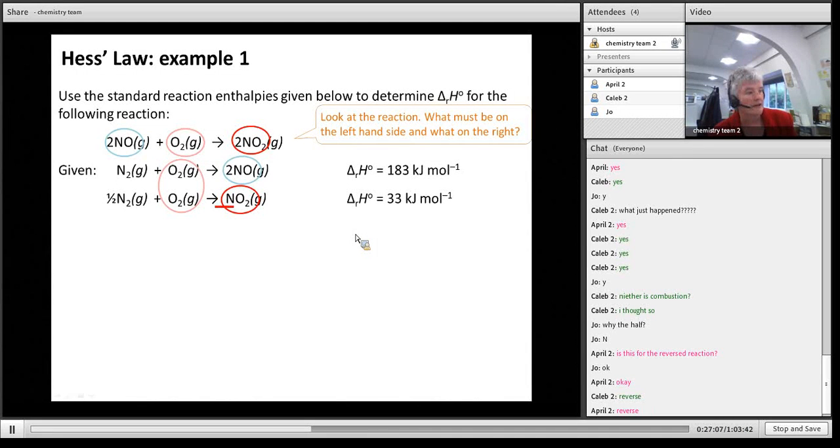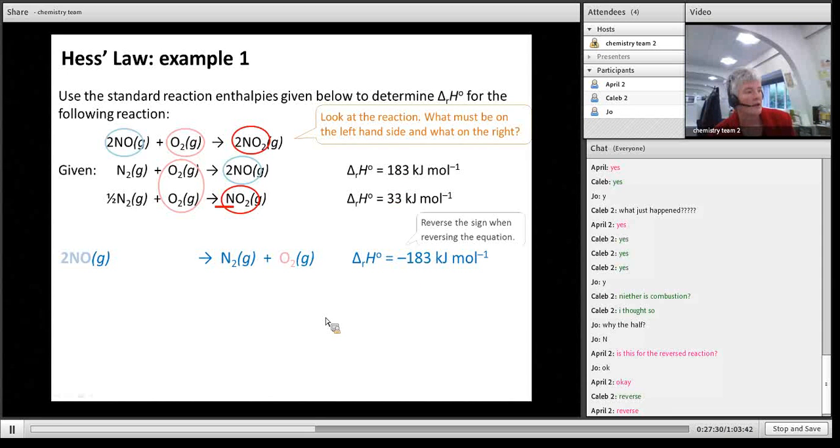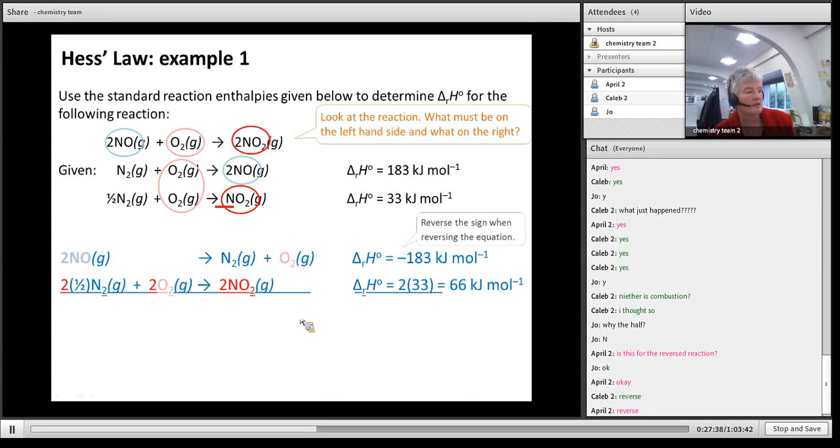So if I deal with that one first, can you see I've reversed it? And can you see I'm keeping all my equal signs below each other? So I've got the 2 NO on the left-hand side, N2 on the right and O2 on the right. And can you see I've changed the sign? It's now minus, there it was positive. Okay, next one, if I look at that one, I want to keep the NO2 on the right hand side, so I don't reverse it.